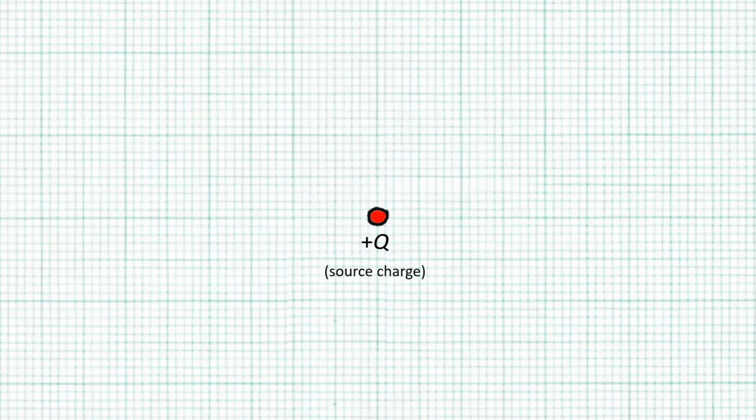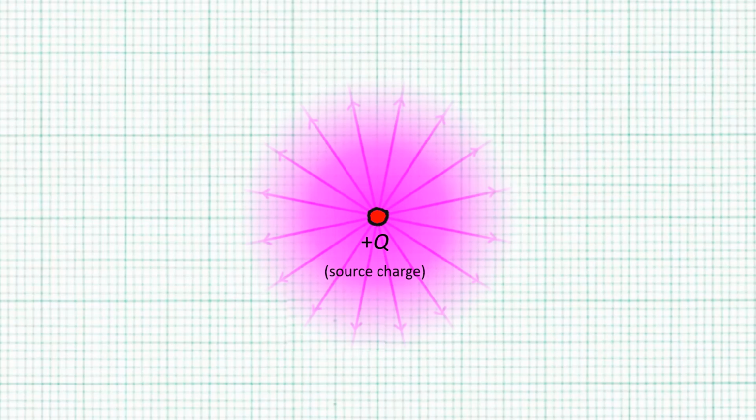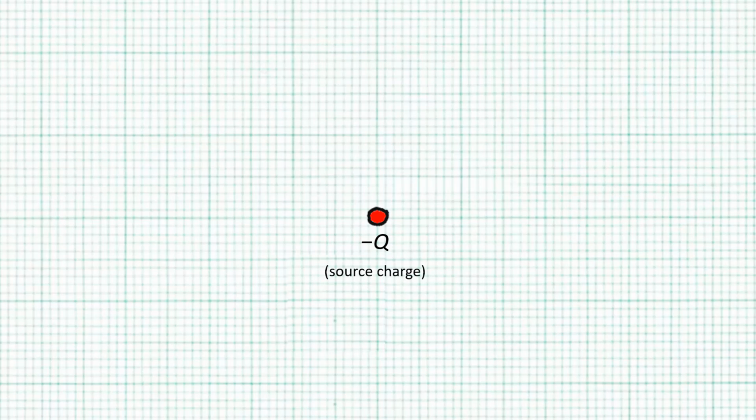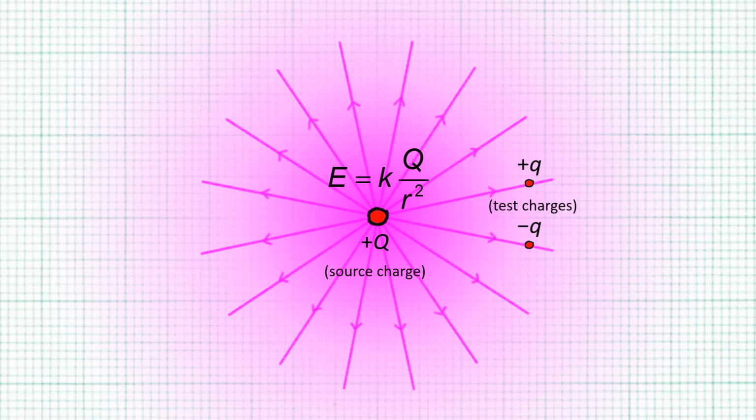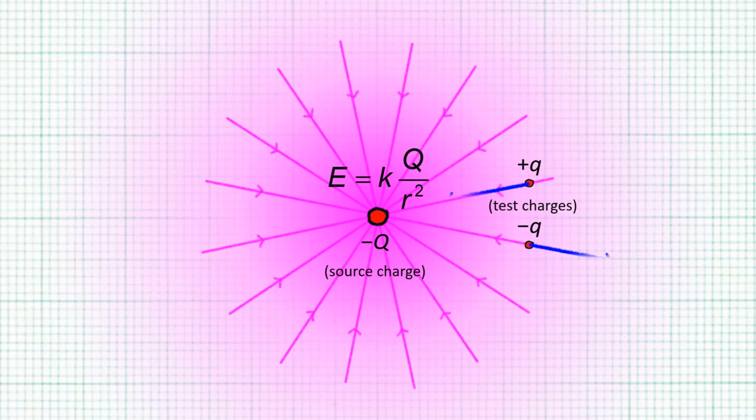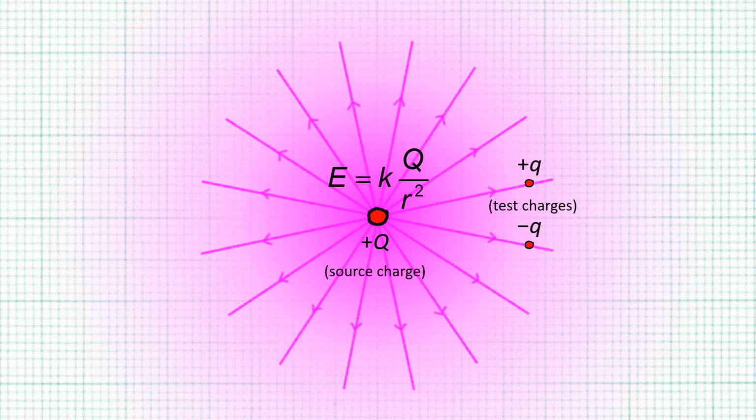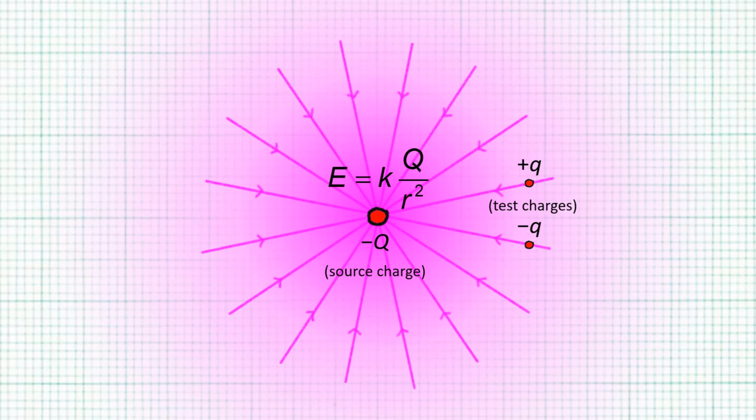So it's like a positive source charge produces a field that blows, whereas a negative source charge produces a field that sucks. But you know, everything is upside down and inside out for negative charges. So negative charges will be sucked into a blowing field and blown away by a sucking field.